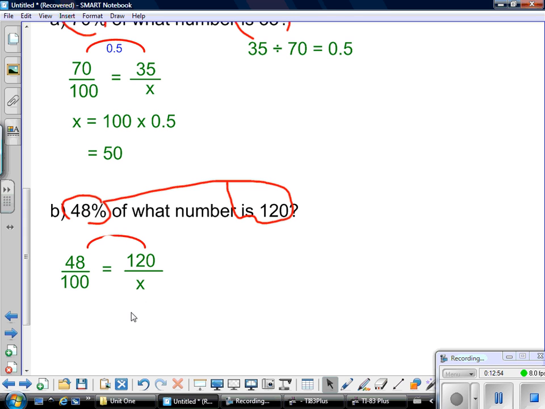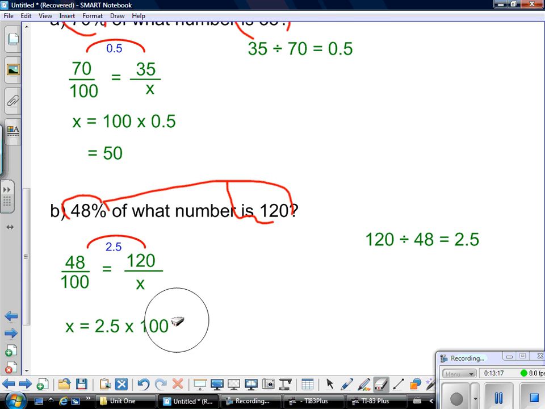So what do I multiply 48 by to get 120? Well, I'm not quite sure, so I think I'm going to go 120 divided by 48, and when I do that, I get 2 decimal 5. So that means I multiplied 48 times 2 decimal 5 to get 120. I must do the same thing down here. Okay, so when I do that, x is going to be 2.5 times the 100. So I end up with 250.